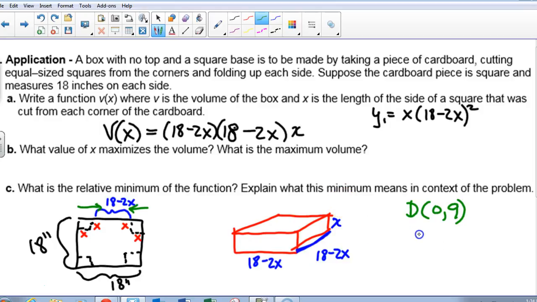Only reason I do that is because when we go to think about a window, we just figured out that it's going to be pretty big, right? So make your window like 0 to 9 and 0 to, I don't know, I'm going to pick 800. All right, graph this bad boy and see if we can find the maximum volume and the value of x at which that occurs.